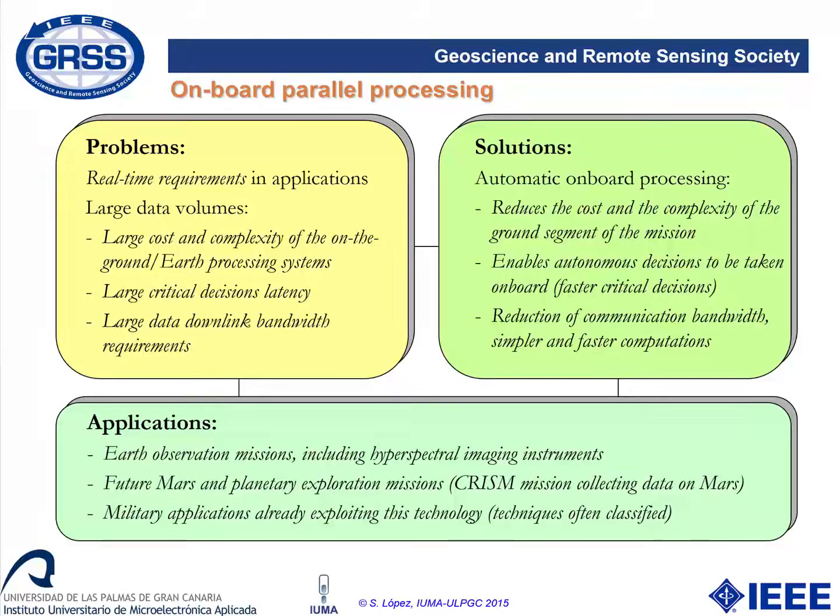So if we go for solutions with automatic onboard processing, of course we first get a reduction of the cost and the complexity of the ground segment of the mission. It also enables autonomous decisions to be taken on board. That means that we are getting faster critical decisions. And of course, as we have said before, this means that we are obtaining a huge reduction of the communication bandwidth, and also we are doing simpler and faster computations.